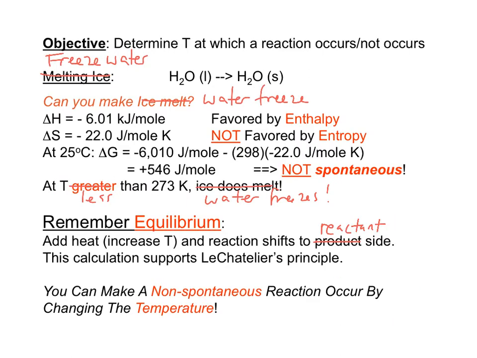If we look at this reaction as an equilibrium reaction, first note that at 25 degrees the equilibrium constant should be small since water does not freeze at that temperature. Since delta H is less than 0, heat is a product. So applying Le Chatelier's principle, if we lower the temperature, that is, remove product, that should shift the reaction toward the product side and make water freeze. So you can make a non-spontaneous reaction occur just by changing the temperature.